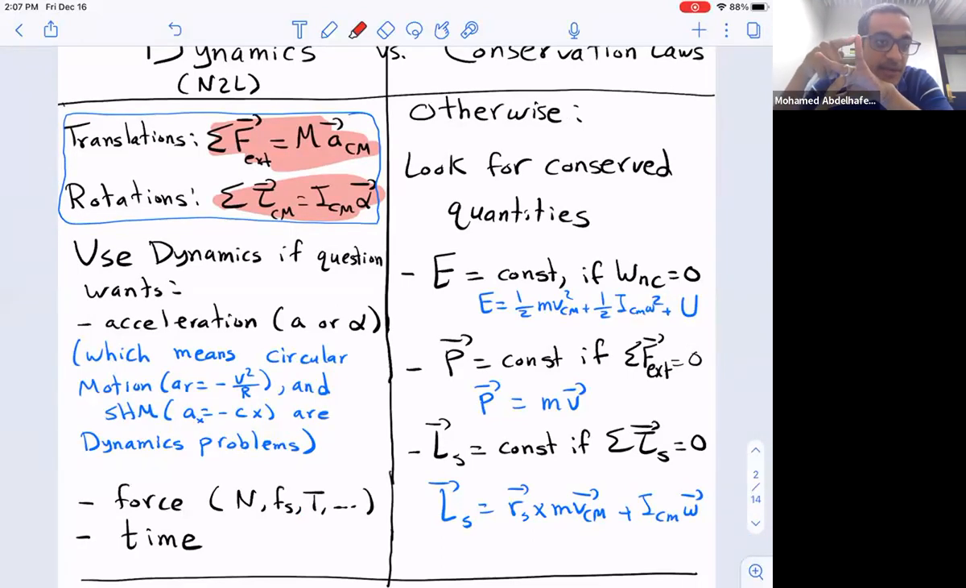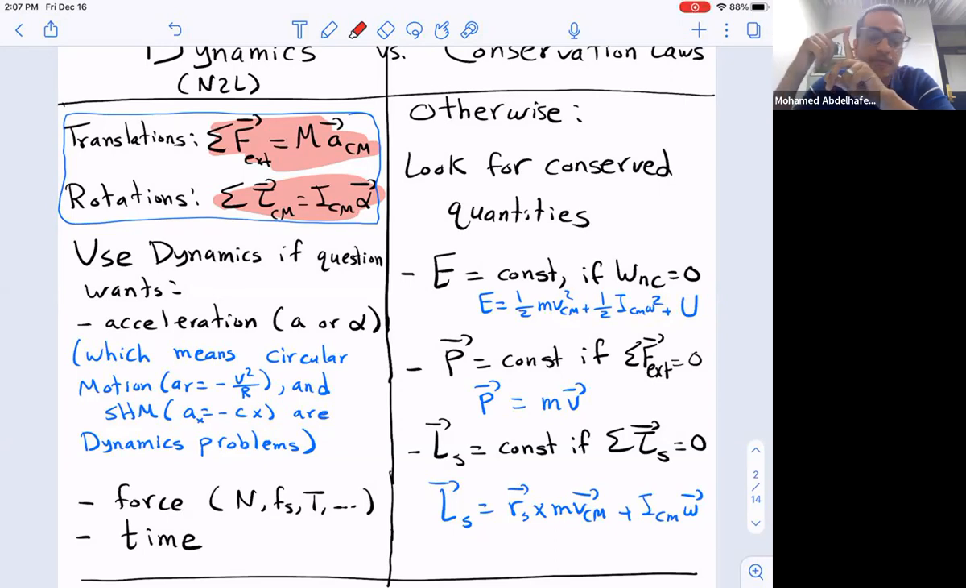So acceleration. If the question wants the acceleration, either angular or linear, like alpha or a, then you have to use dynamics. You have to use F equals ma. You cannot find acceleration otherwise. So you really should look at what the question is asking about. Is it asking about the acceleration, a or alpha? Then you need to use dynamics.